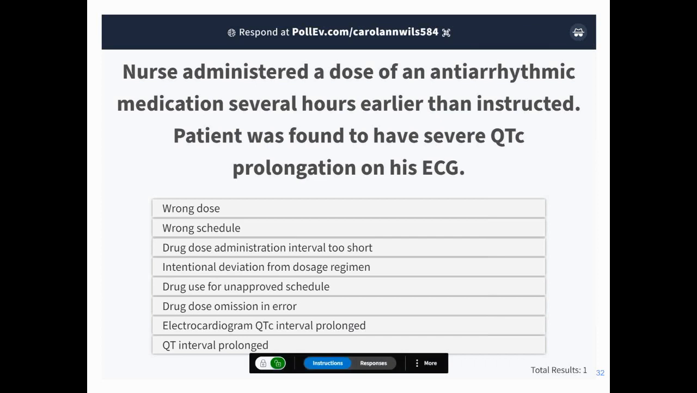Here's our verbatim. The nurse administered a dose of an antiarrhythmic medication several hours earlier than instructed, and the patient was found to have a severe QTc prolongation on his ECG afterwards. Wrong dose, wrong schedule, drug dose administration interval too short, intentional deviation from dosage regimen, drug use for unapproved schedule, drug dose omission in error, electrocardiogram QTc interval prolonged or QT interval prolonged. What would you select?